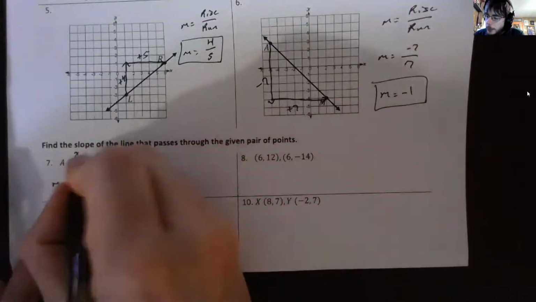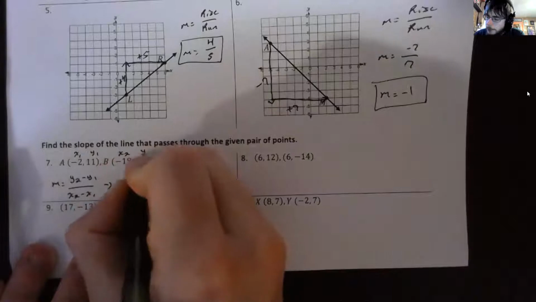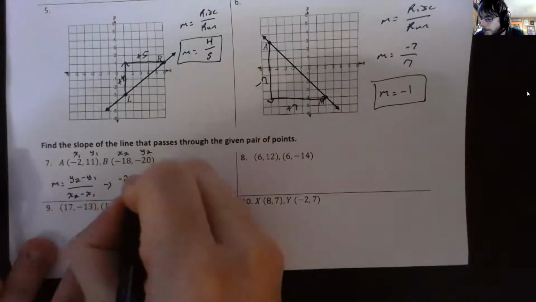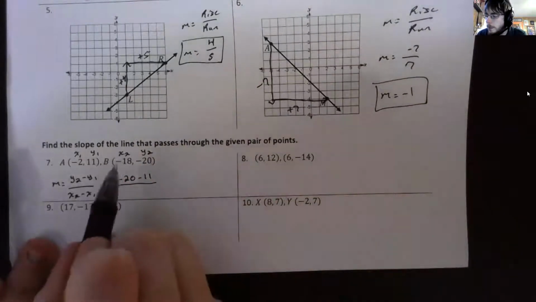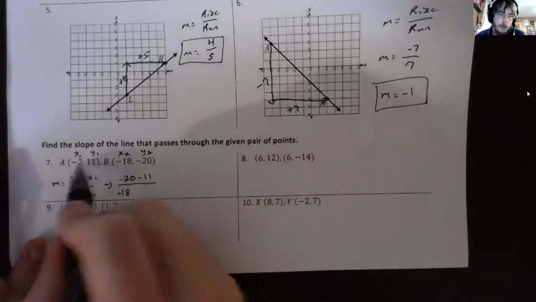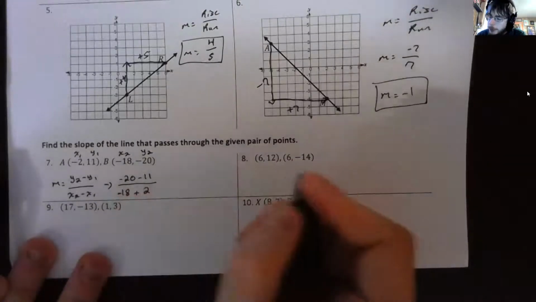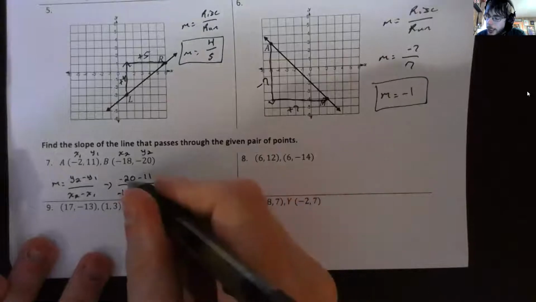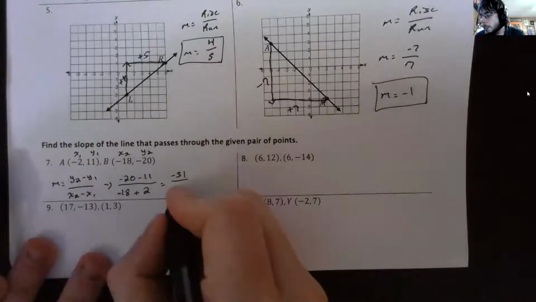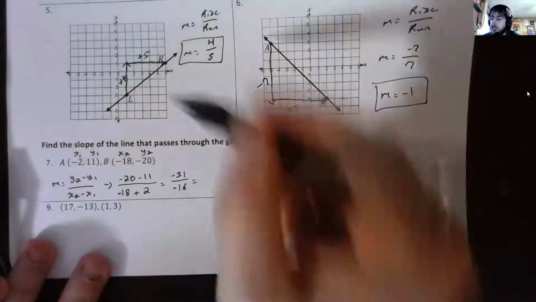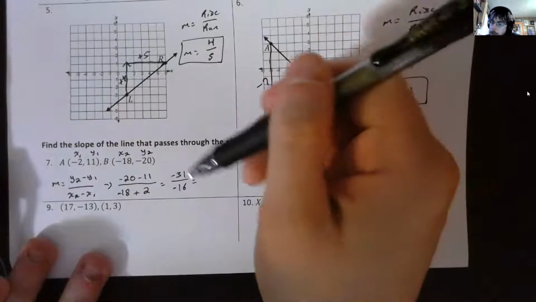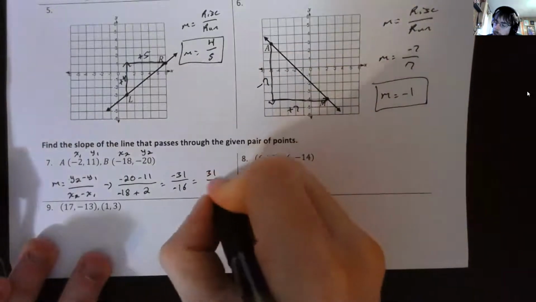So if we do that after we've labeled x1, y1, and x2, y2, we do y2 minus y1, which is negative 20 minus 11, over x2 minus x1, which gives us negative 18 minus negative 2. And when we subtract that negative 2, it becomes a positive 2. Simplifying this, we get negative 20 minus 11 is negative 31. Negative 18 plus 2 is negative 16. We have a negative on both the top and the bottom. The two negatives cancel, and we get 31 over 16.